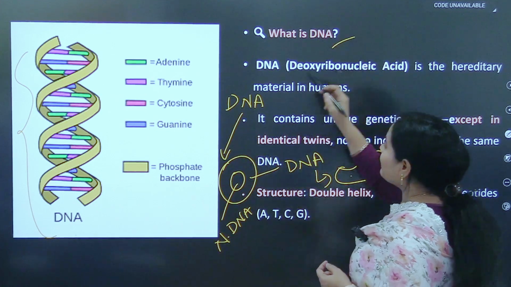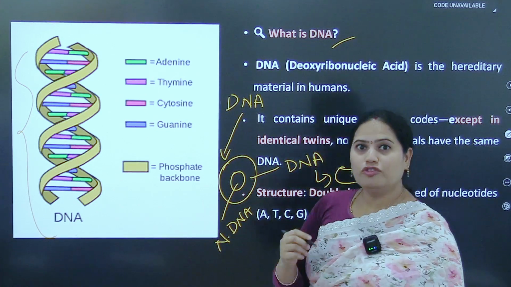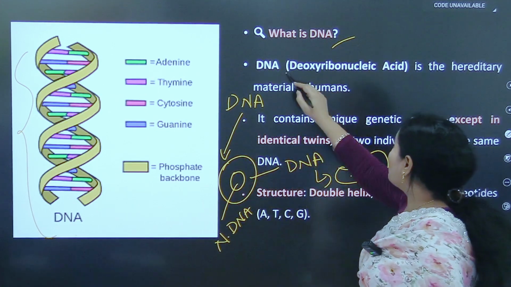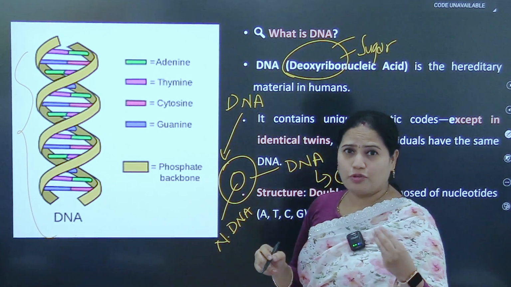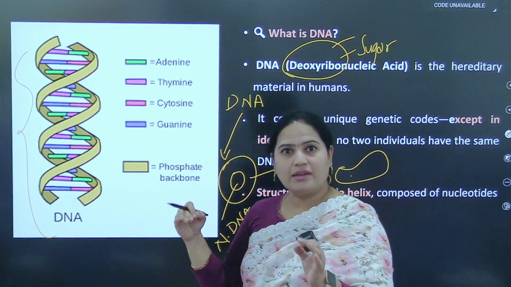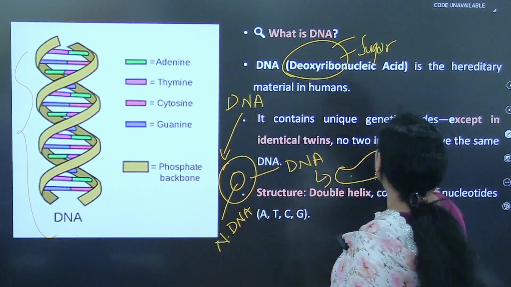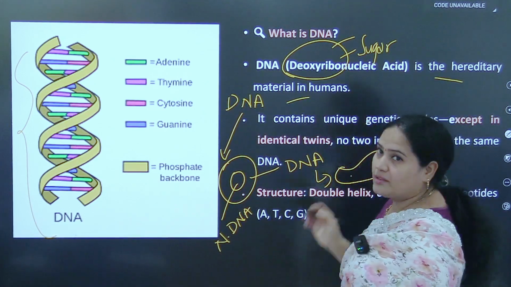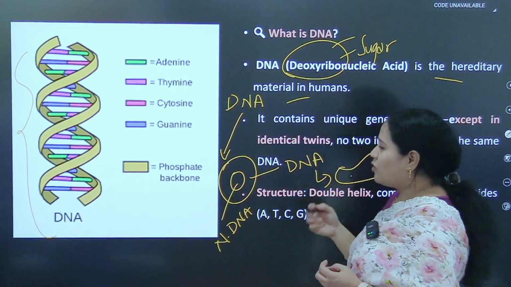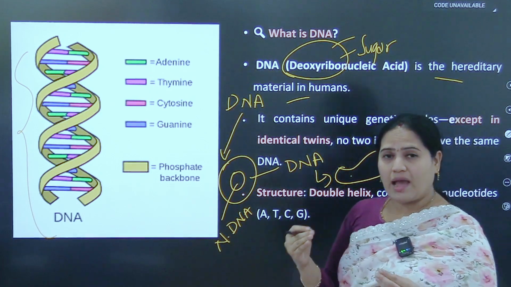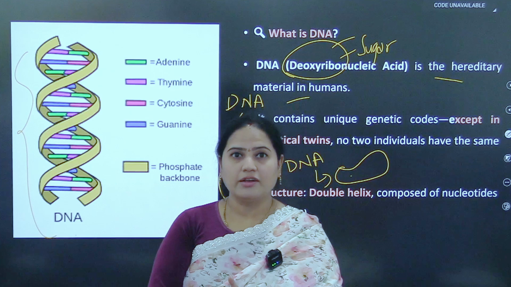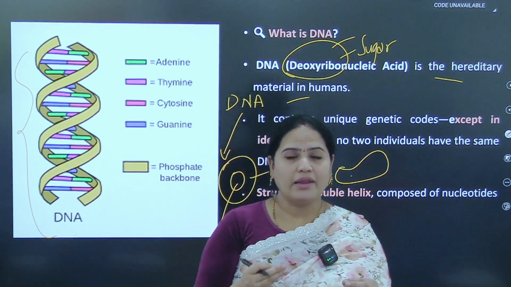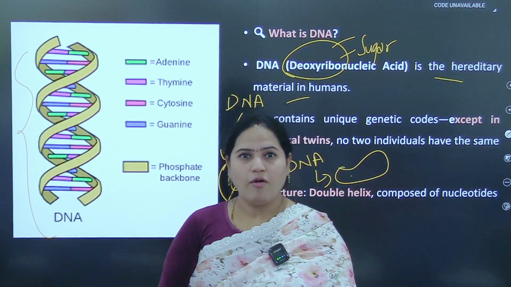DNA is called deoxyribose nucleic acid. So what is this deoxyribose? Deoxyribose is nothing but a sugar, just like sucrose, fructose, and so on. It is the hereditary material in human beings. Not only in human beings, DNA usually acts as the hereditary material, and apart from that there is also another hereditary material called RNA. Usually RNA acts as the hereditary material in viruses.